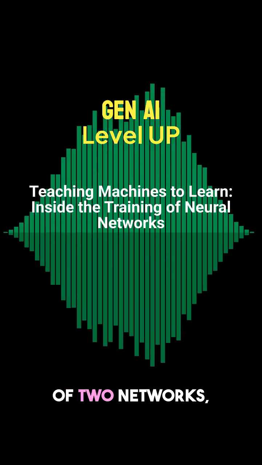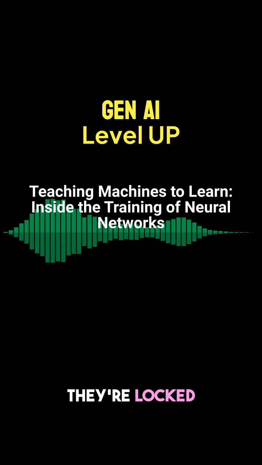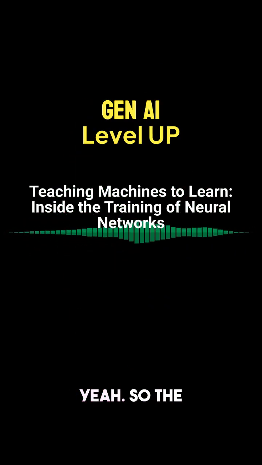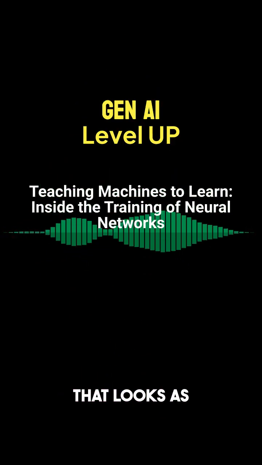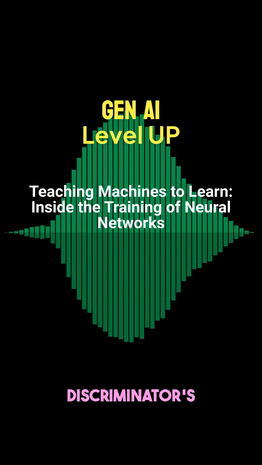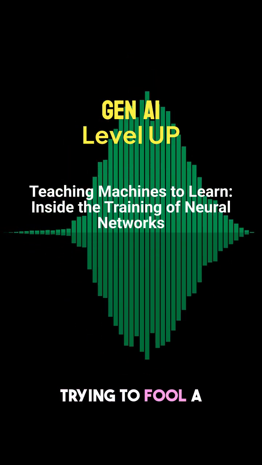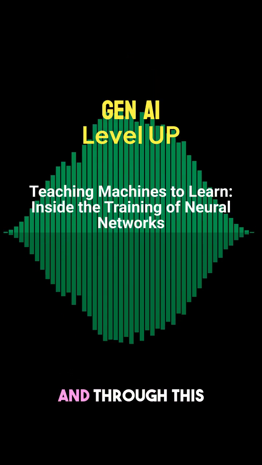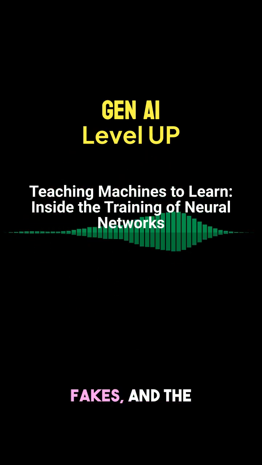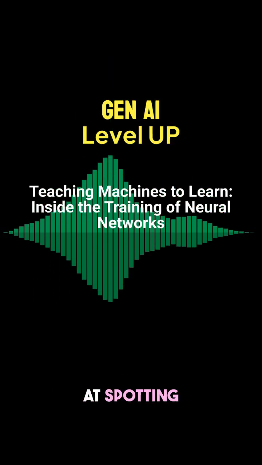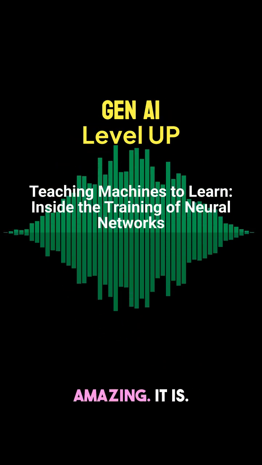So they consist of two networks, a generator and a discriminator, and they're locked in this competition. A competition? The generator's job is to create fake data that looks as real as possible. And the discriminator's job is to distinguish between real and fake. So it's like a counterfeiter trying to fool a detective. Exactly. And through this back and forth, they both get better. The generator gets better at creating fakes, and the discriminator gets better at spotting them. So they kind of push each other to improve. This is amazing.